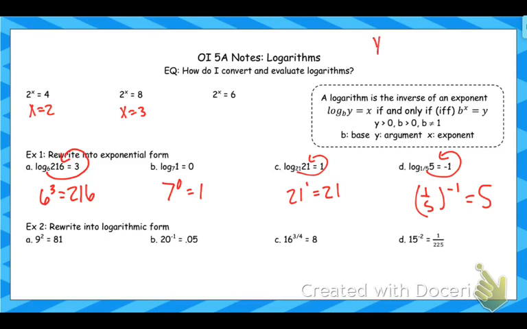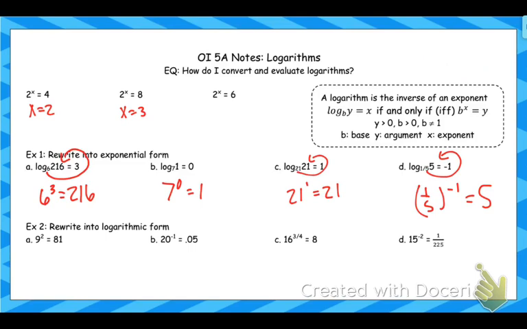If I have the function y equals b to the x, well, if I were to find the inverse, x equals b to the y, I could rewrite this as a log. So if I rewrite this as a log, this would be log base b of x equals y. So this is the inverse of the exponential function. Okay, so log and exponential are inverses of each other. That's just kind of the math behind it.